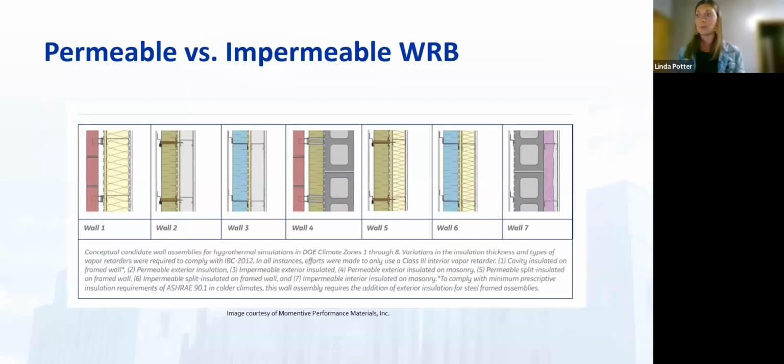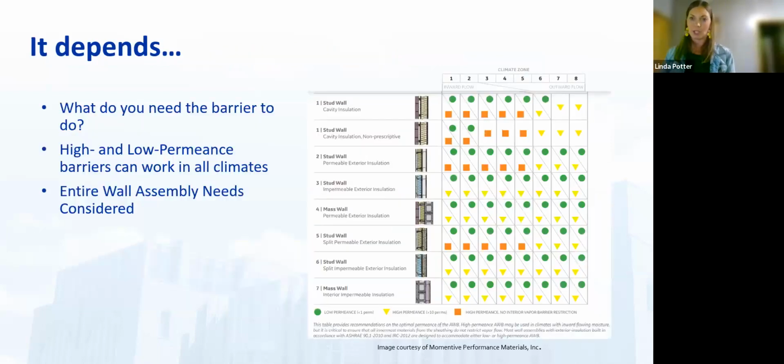It's done by Momentum Performance Materials. I have an entire study that I could email you after if you want to dive into it more, but it's the only time I've seen this beautiful wall section laid out where we look at 7 different wall types. You're looking at here, cavity insulated on a framed wall, permeable exterior insulation, impermeable exterior insulated, permeable exterior insulated on masonry. So we're looking at mass walls, permeable split insulated on framed wall, impermeable split insulated on framed wall, and an impermeable interior insulated on masonry. So there's a lot of different ways we're putting these walls together. And then they're looking at it between the 8 different climate zones.